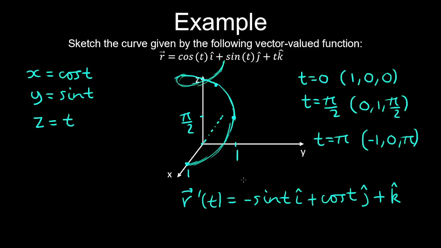So we can see the derivative at t equals 0 pointing in the positive y direction and the positive z direction, and at t equals pi on 2, the tangent vector points in the minus x direction and positive z direction. And at t equals pi, the tangent vector points in a negative y direction and positive z direction. And this continues on and on.